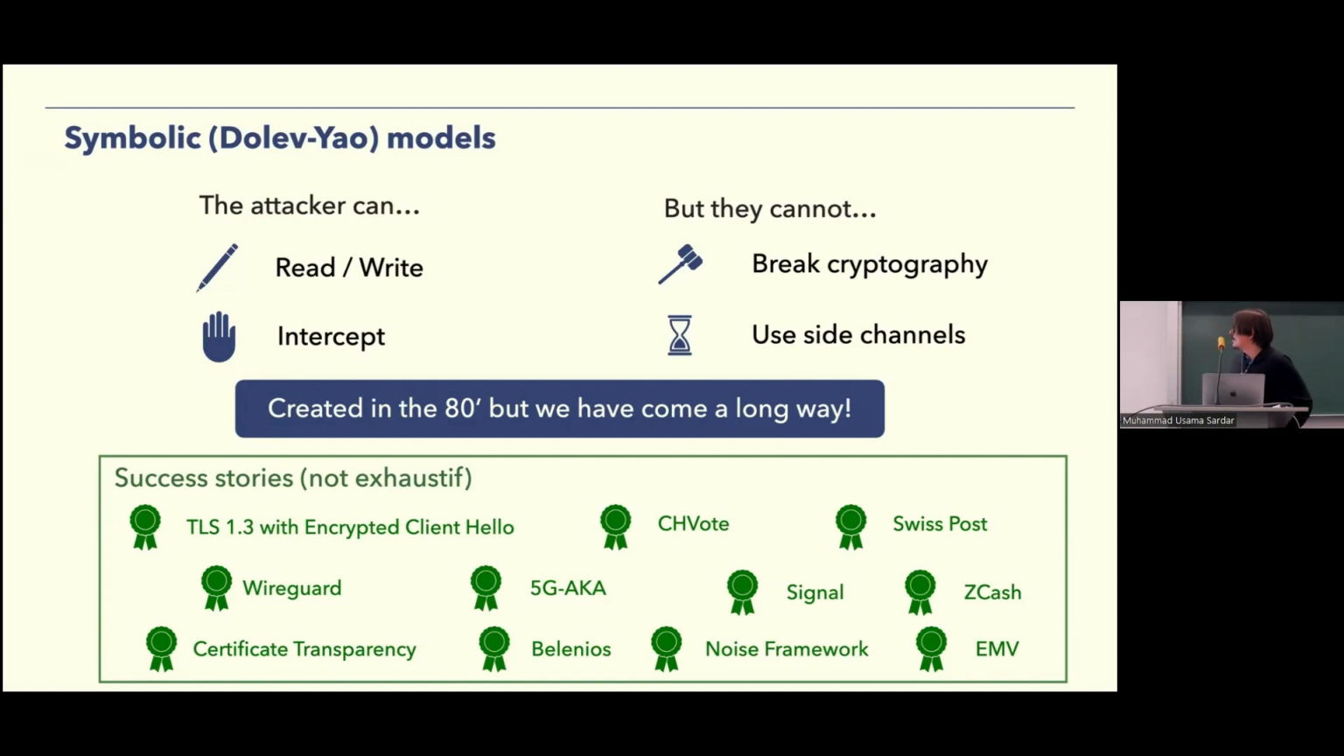There's a lot of actual real protocols that have been verified using those tools: Signal, the Helios voting system, TLS 1.3 with an Encrypted Client Hello extension, WireGuard, and so on and so forth. Of course, even though those were proved, the question is always, how did they model the protocol?